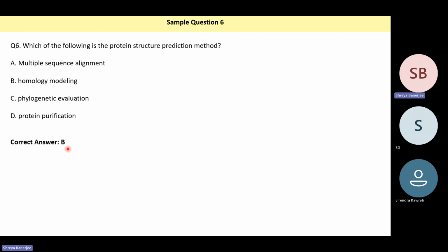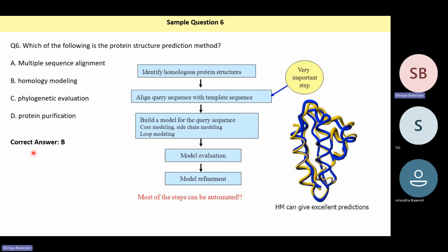So that is the homology modeling. Homology modeling consists of identifying homologous protein structures. Then the query sequence is aligned with the template sequence of the homologous protein structures, and then a model for the query sequence is built. That model can be refined and so on.